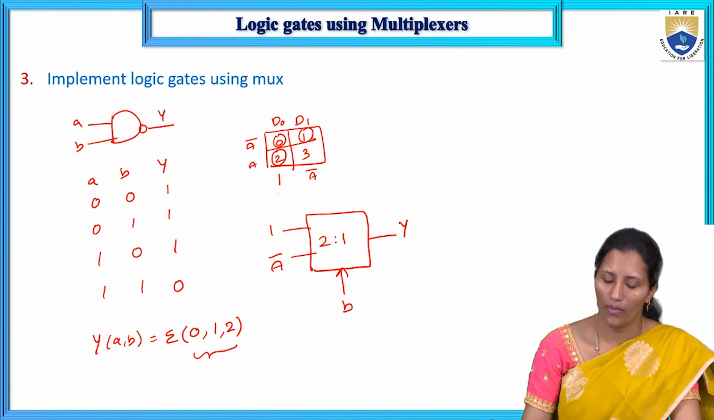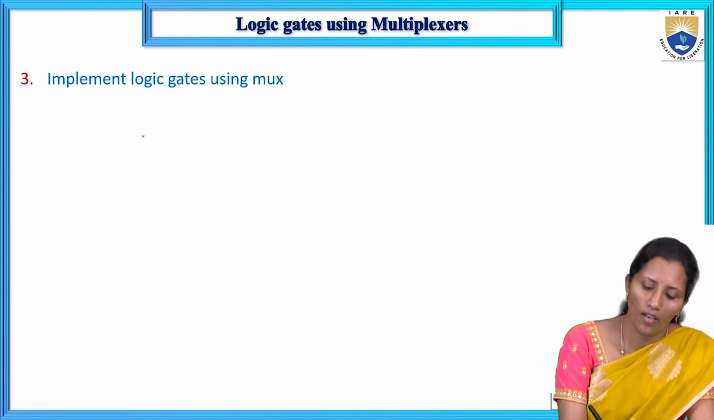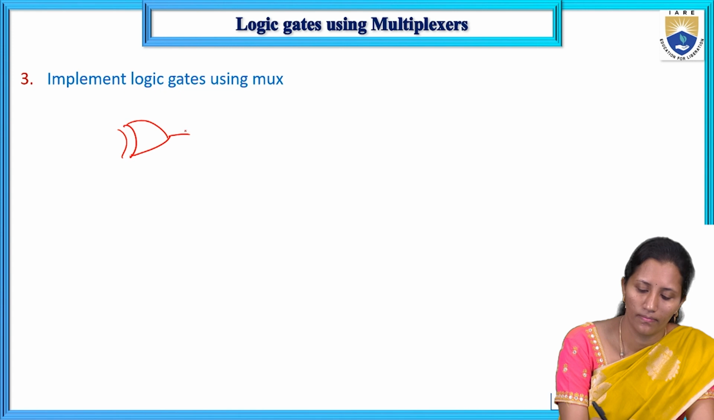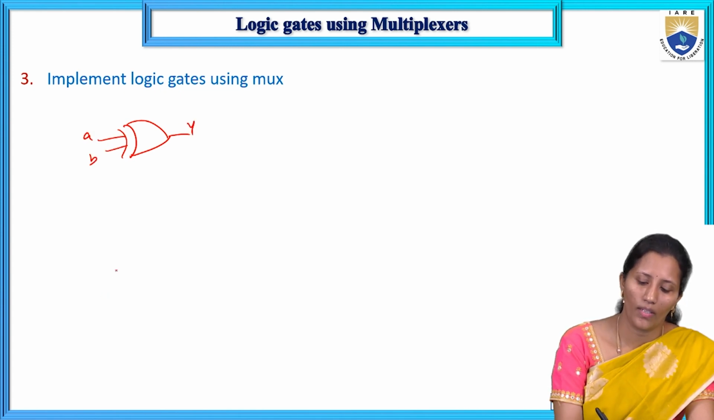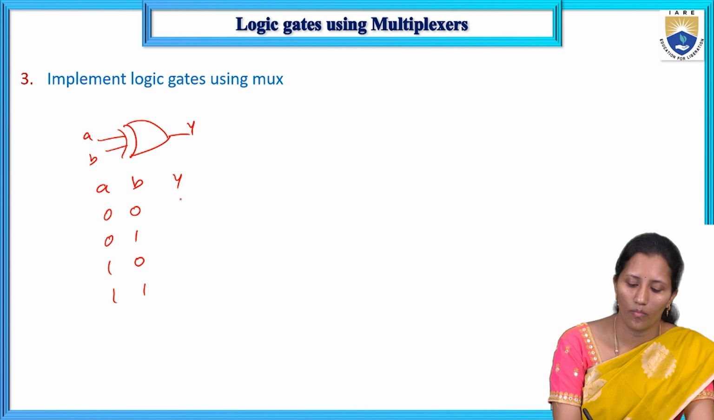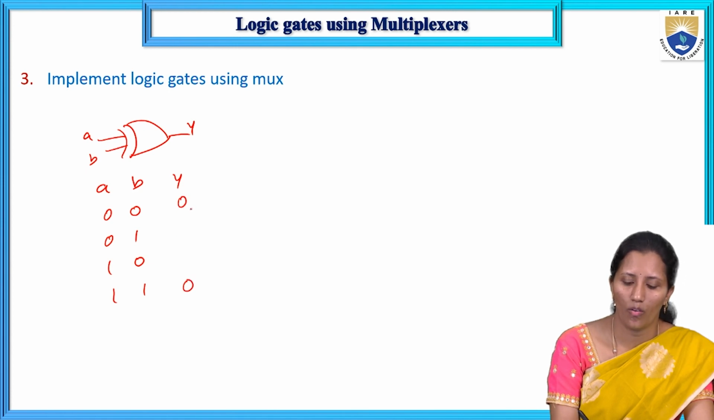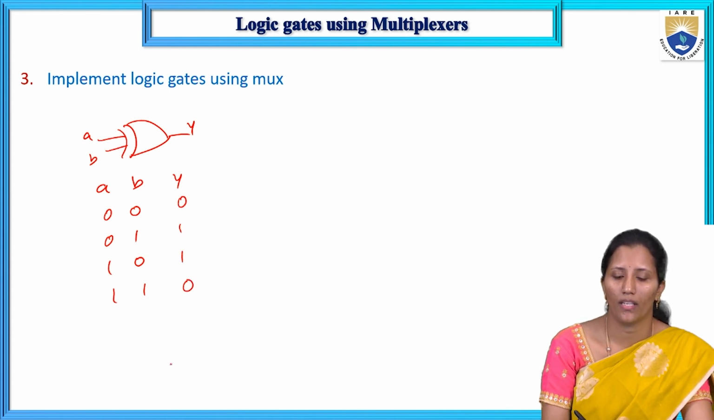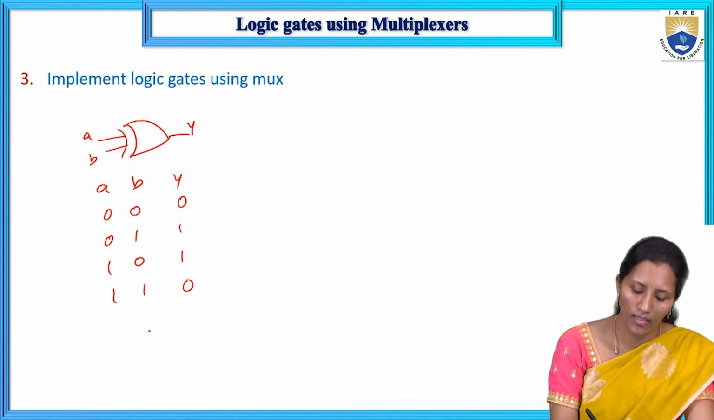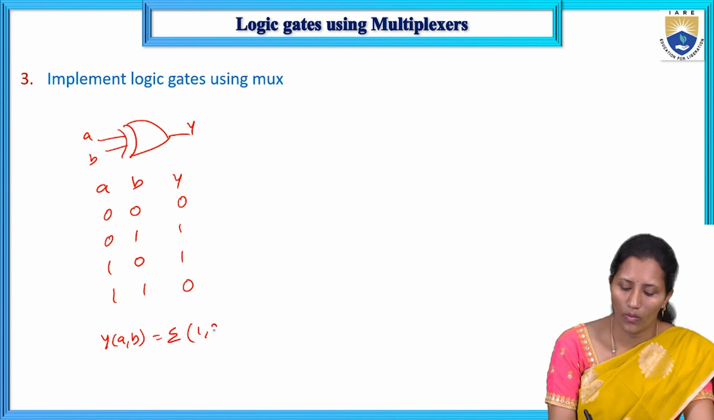Another example: we will take the logic gates XOR and XNOR. So A, B and Y. Okay. A, B, Y: 0 0 0, 1 1, 0 1 1. So if both inputs are the same, we will get the output 0. If both inputs are different, we will get 1. So here we can write Y of A comma B is equal to sigma 1 and 2.